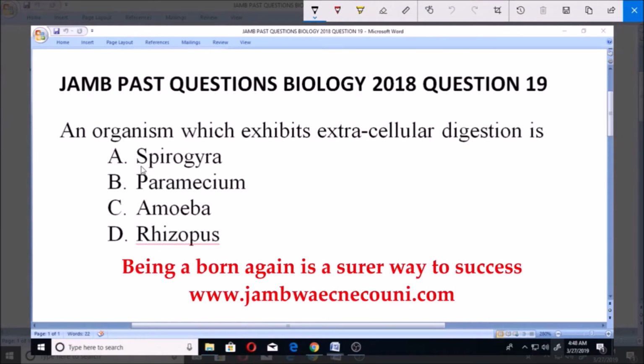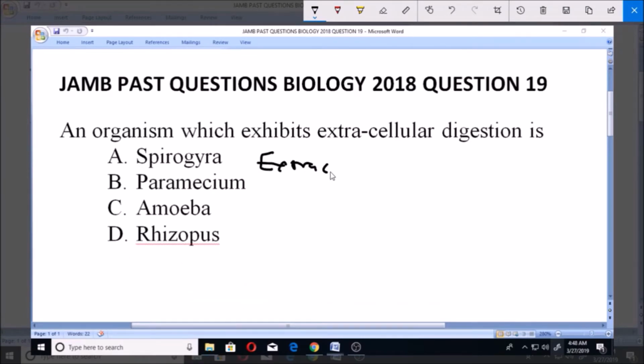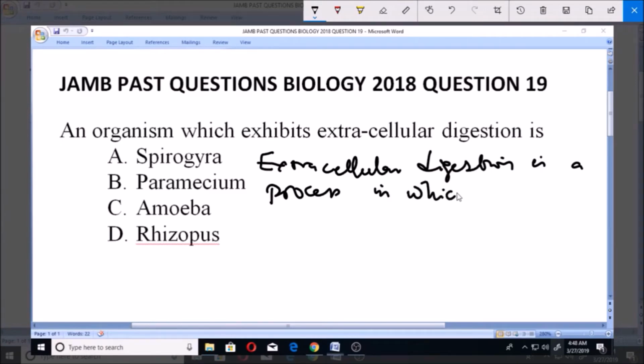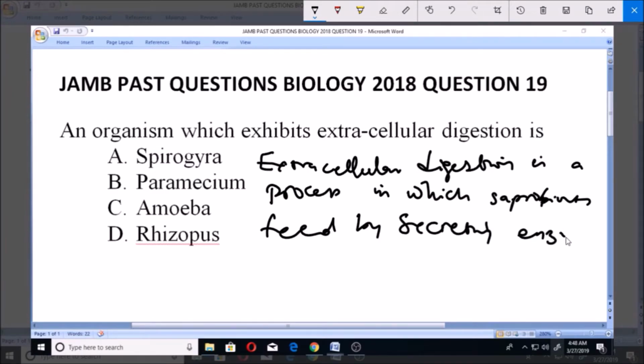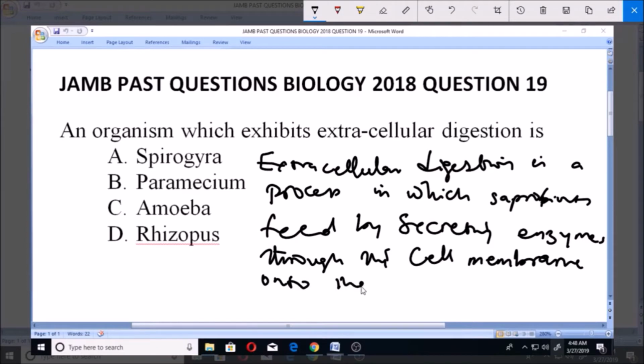Now, for us to understand this and put it in context, we need to first of all know what extracellular digestion is, so that we can know which of the organisms have it as a characteristic. Extracellular digestion is a process in which saprophytes, saprobionts, feed by secreting enzymes through the cell membrane. Whenever you have that kind of digestion, done by secreting enzymes through the cell membrane onto the food, we call it extracellular digestion.